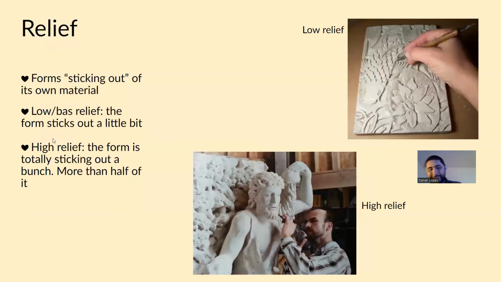Three-dimensional art. Oh my gosh, we have a lot to go. So relief is a form that's sticking out of its own material. Low relief or bas relief, B-A-S, that's pronounced "ba", is when it only sticks out a little bit. And high relief is when it's sticking out a lot, right?